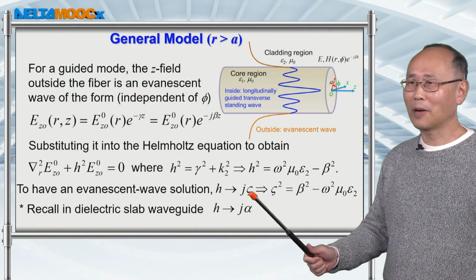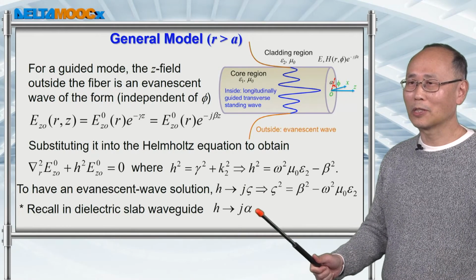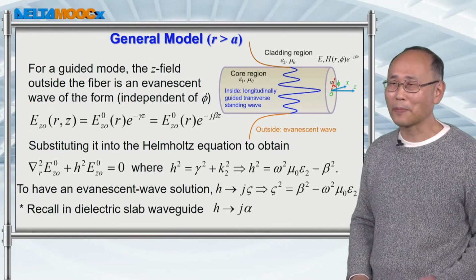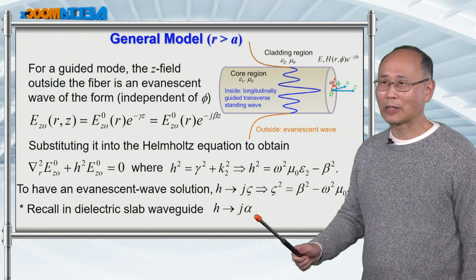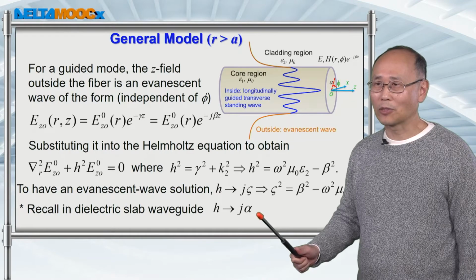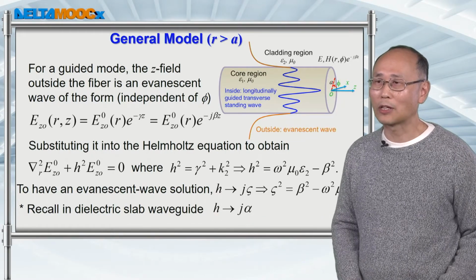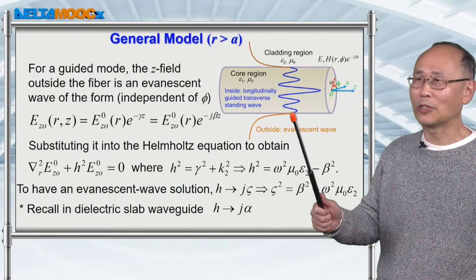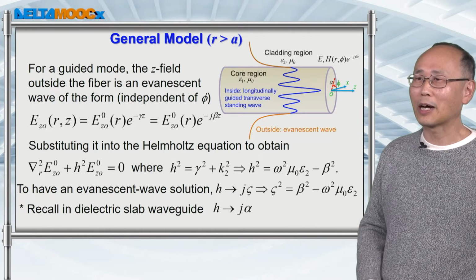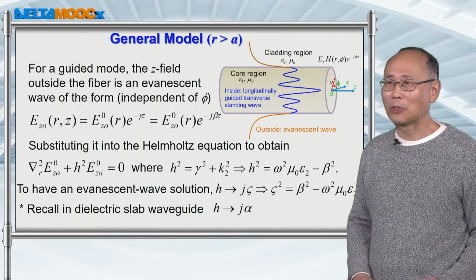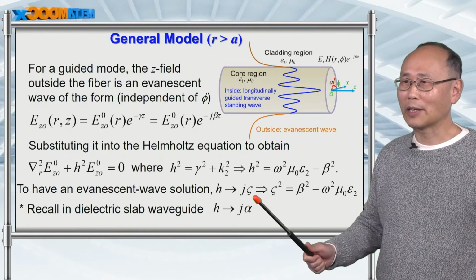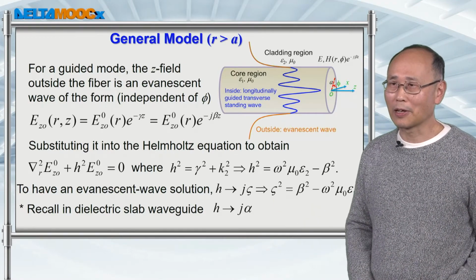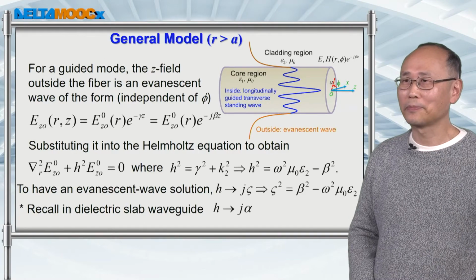This zeta is comparable to the alpha when we talked about the dielectric slab waveguide. Because when we talked about the dielectric slab waveguide, we made sure that the field outside the waveguide is an evanescent wave. Therefore, we chose h equal to j alpha. Similarly, you have an evanescent wave outside this core region. So h is chosen to be j zeta, which is a pure imaginary number, so that zeta is the decay constant for the evanescent wave outside the core of the optical fiber.